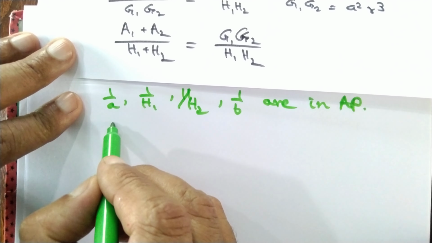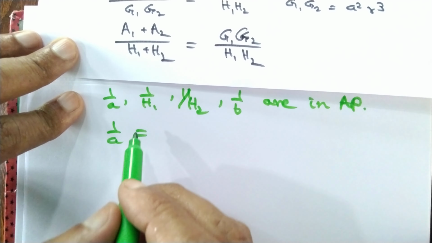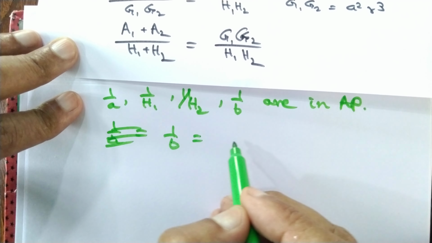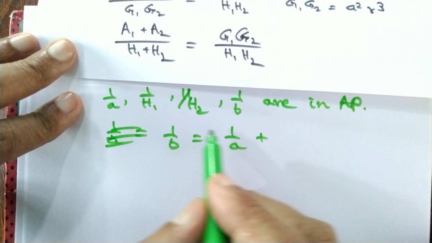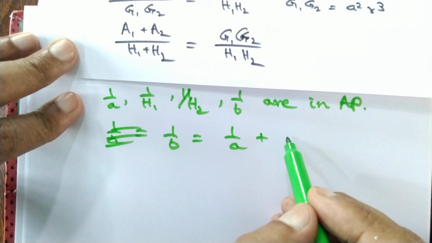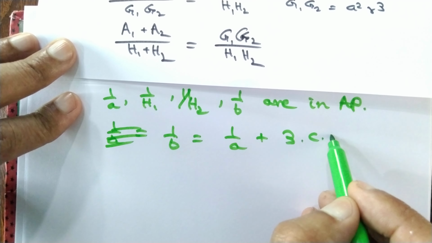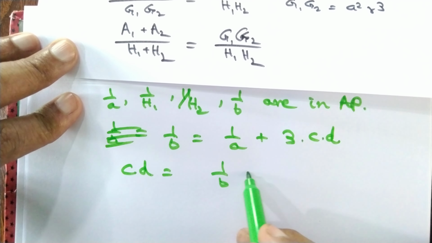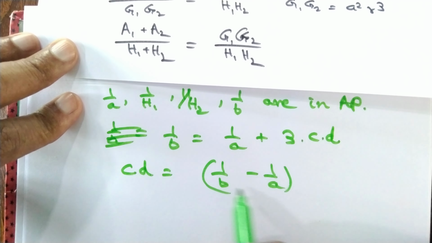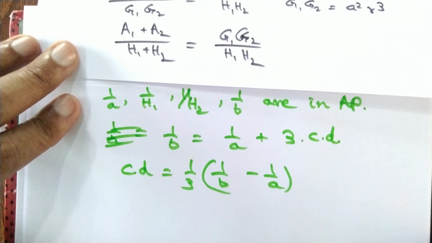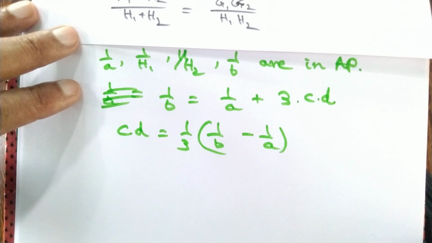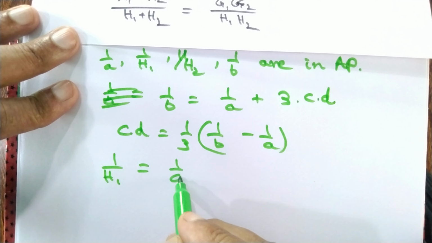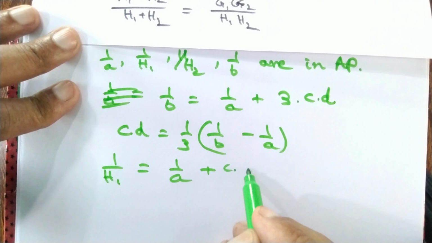So 1 by b equals 1 by a plus, since this is the first, second, third, fourth term, 3 times the common difference. So the common difference equals 1 by b minus 1 by a, divided by 3, so one third of 1 by b minus 1 by a. Okay, we know the common difference. From there, can we find the second term? Yes, 1 by h1 turns out to be 1 by a, the first term, plus the common difference.